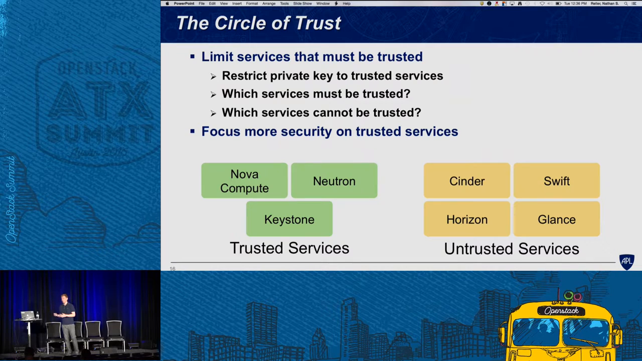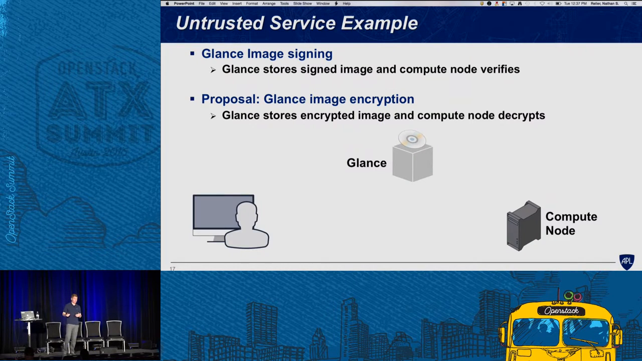Then we have this category of untrusted services, services that I think we don't necessarily need to trust, and we can architect the system in a way to mitigate some of the trust that we must have with them. If we look at a service like Glance, I think we can label this as untrusted. There's one feature that I talked about already, which is Glance image signing. That will allow us to sign the image so that if anybody tries to tamper with it or modify it in any way, we can detect that. The other property we're looking at implementing is Glance image encryption, so that they can't read the contents.